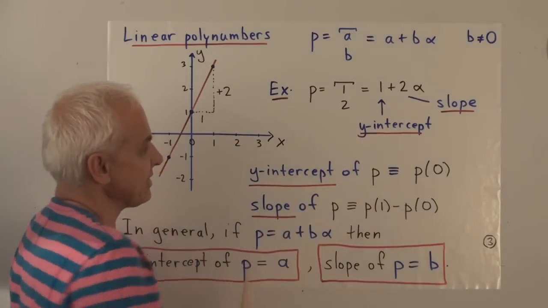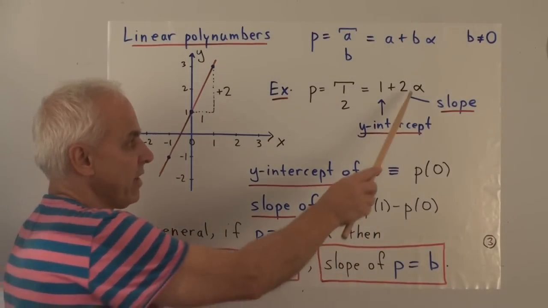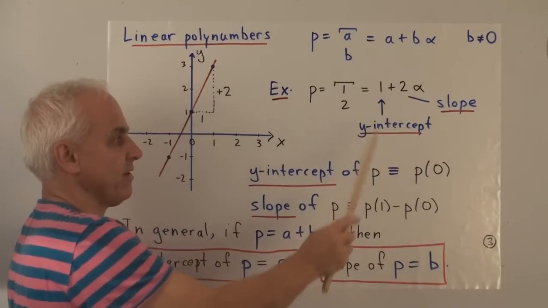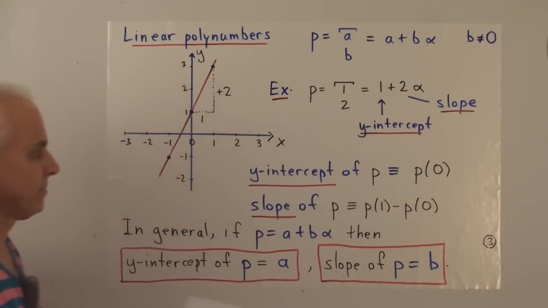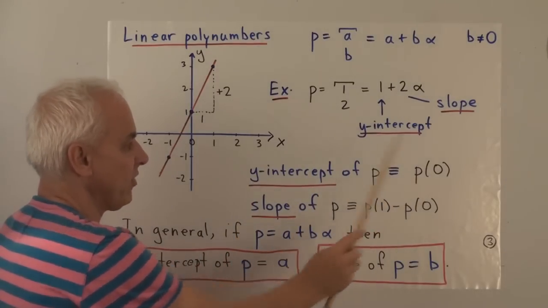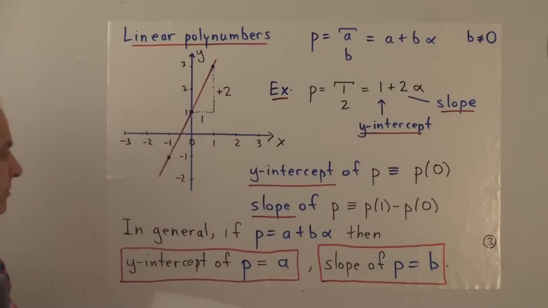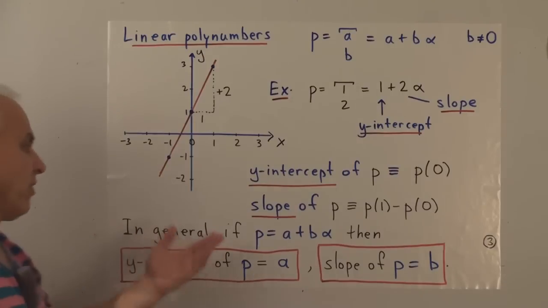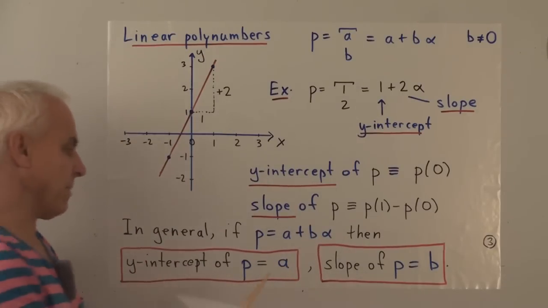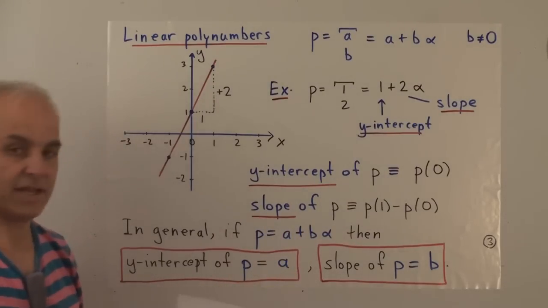So another way of saying what that slope is that it's p of 1 minus p of 0. If you plug in 1 here, and then you plug in 0, and you take the difference, then this 1 here will disappear, and you'll just get 2. That's an algebraic way of saying it. So we have the y-intercept of p is p of 0, and the slope of p is p of 1 minus p of 0. Okay, and in general, if you have a plus b alpha, then the y-intercept is this number a, and the slope is this number b.